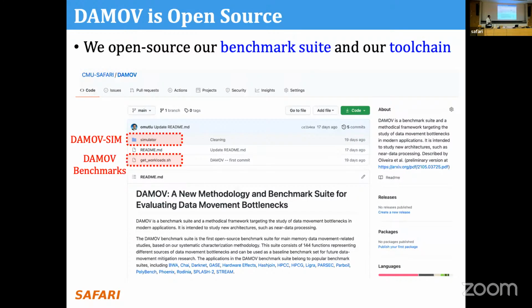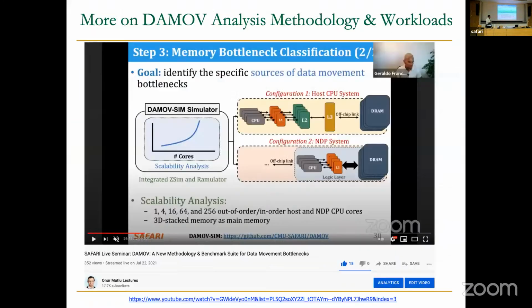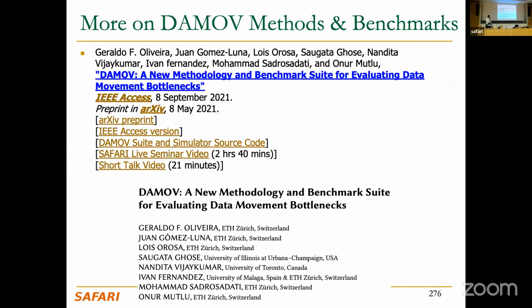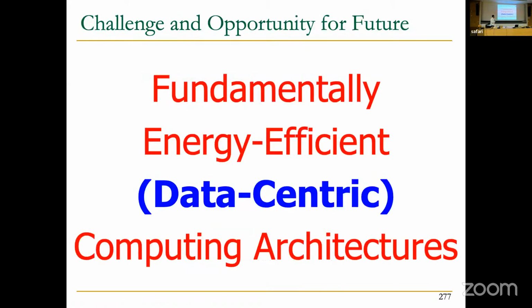This is the MoVe infrastructure, and again it's open source, and you can get it over GitHub, and there is a talk for it. And if you are assigned to this paper, please reuse the slides, because it will be much easier to go through it. So to conclude, to enable fundamentally energy efficient systems, you need to be data centric.